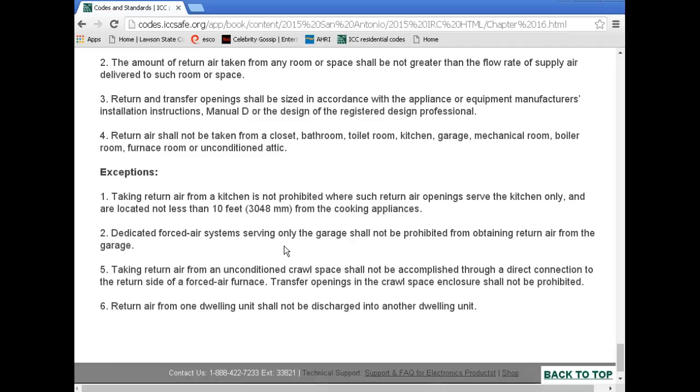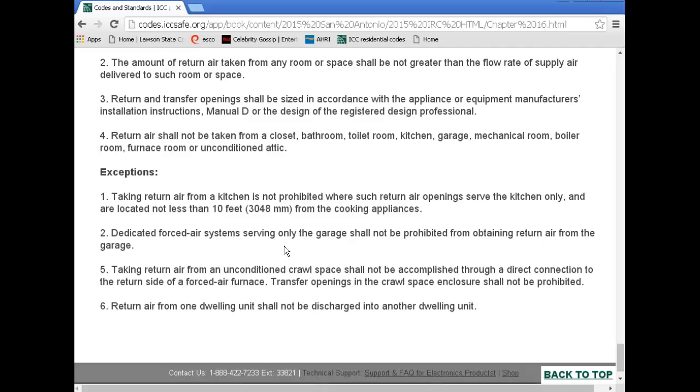Dedicated forced air system serving only the garage shall not be prohibited. All right. You're not worried about carbon monoxide poisoning. Taking return air from an unconditioned crawl space shall not be accomplished through a direct connection to the return side of the forced air furnace. Transfer openings in the crawl space enclosures shall not be prohibited.